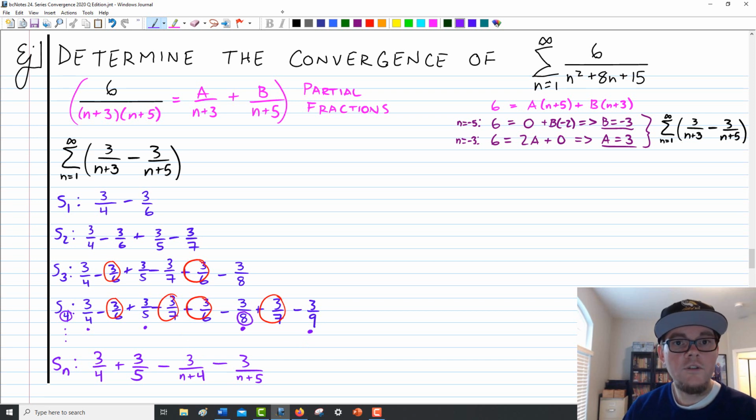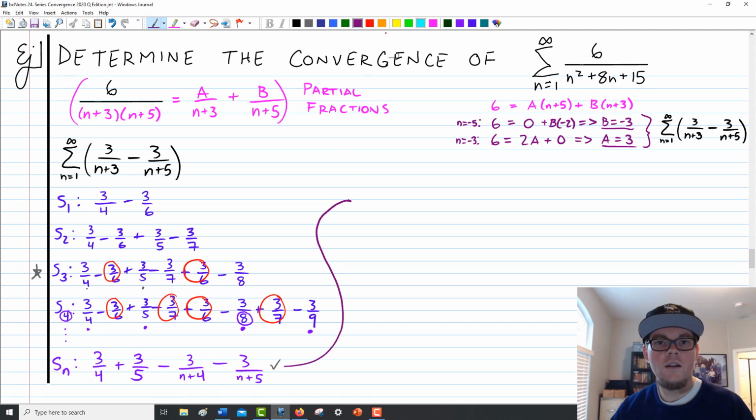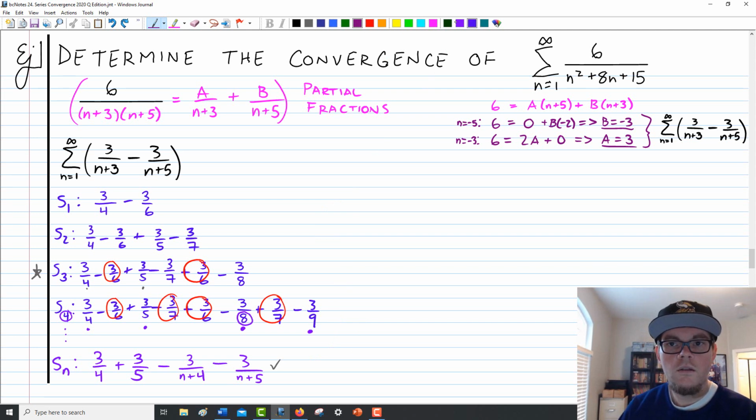If you want to check, we could also go up one step higher and look at the third partial sum. So there we have 3/4 plus 3/5. Then we have 3 over 3 plus 4 minus 3 over 3 plus 5. So it looks to me like we have found the correct formula for our sequence of partial sums. Now that we have it, I don't know why I chose that color. Let's go with turquoise. I haven't used that in this lesson.